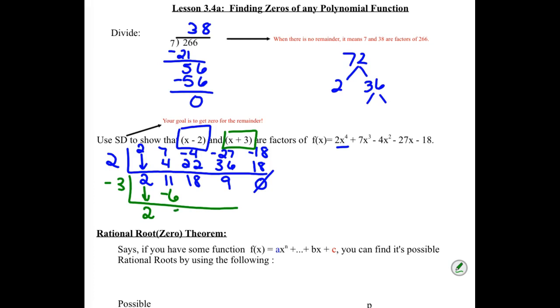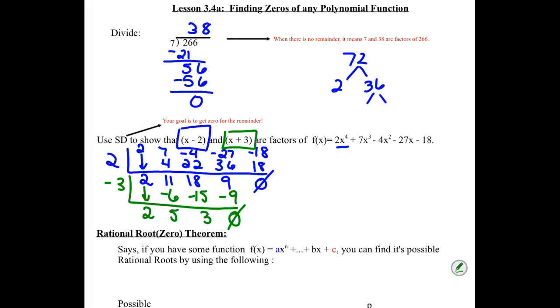We add our column. We multiply negative 3 and 5. Adding our column gets me a 3. Multiply negative 3 times 3 would be negative 9. And adding, we have no remainder again. Okay? So, have we done what they asked us to do? Have we shown that those two are factors? Yes. Now, what is left?